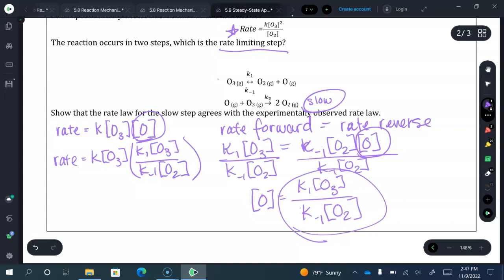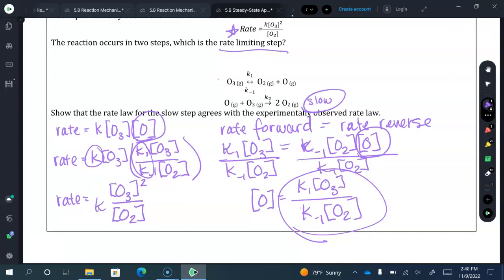So now I can simplify. My K's all become just K. So rate is equal to K, and then O3 times O3 is, my apologies, O3 squared divided by O2, because that's what's left on the bottom. And we can write that K a little bit better. And so this does indeed mirror the overall rate law that was given experimentally. So this does work, and it does match.